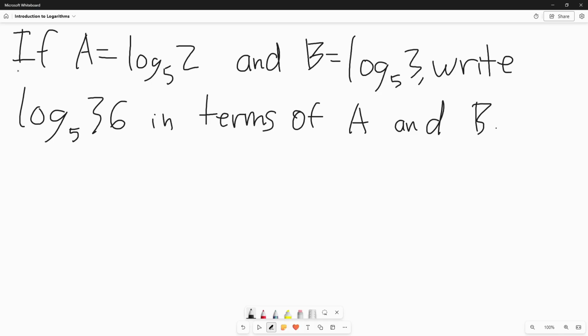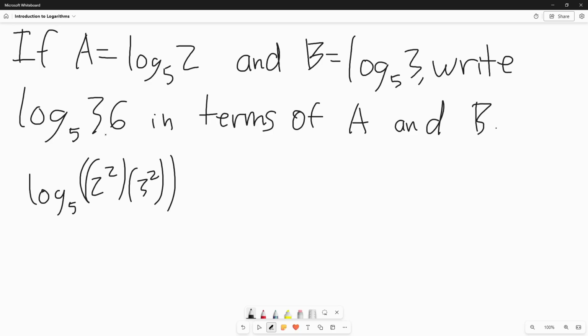This one says if a equals log base 5 of 2 and b is equal to log base 5 of 3, write log base 5 of 36 in terms of a and b. So what I first noticed here is that log base 5 of 36, well 36 is just equal to 2 to the power of 2 multiplied by 3 to the power of 2, because 36 is 4 times 9, and 4 is 2 to the power of 2, and 9 is 3 to the power of 2.